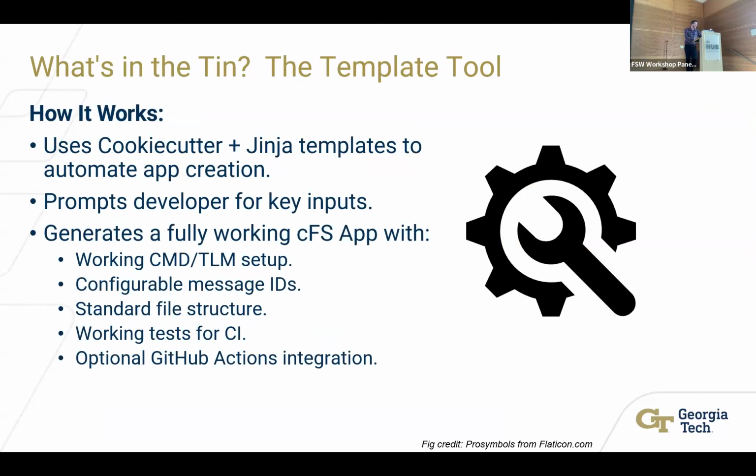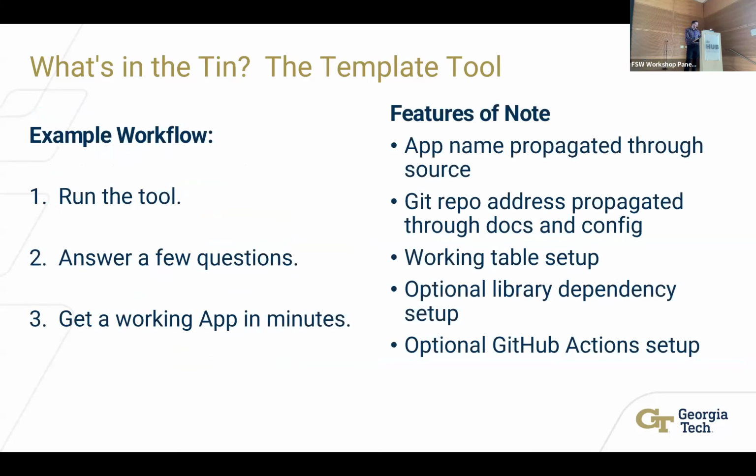Basically, this template tool is a cookie cutter template, which is a set of Jinja templates that automate the creation of the app. It prompts you for inputs, and it generates a fully working app at the end of the day. You still have to integrate it into your deployment or into your project, but that's only a couple of files, and it gives you the listing of which files you still have to edit. The workflow is basically: run the tool, answer the questions, get a working app. Sounds great, right?